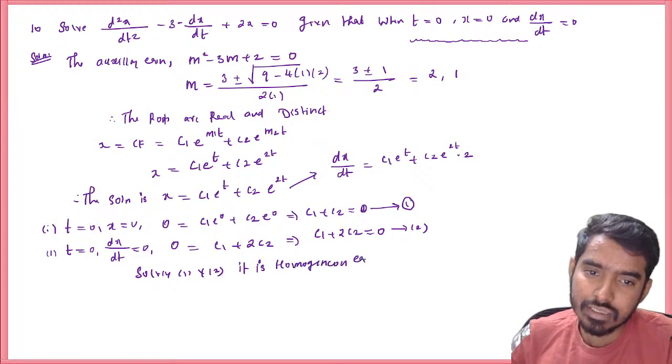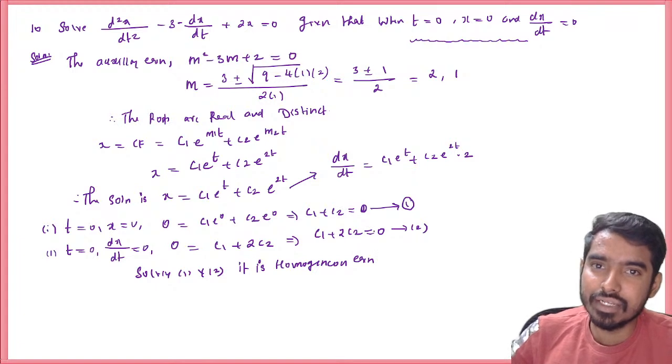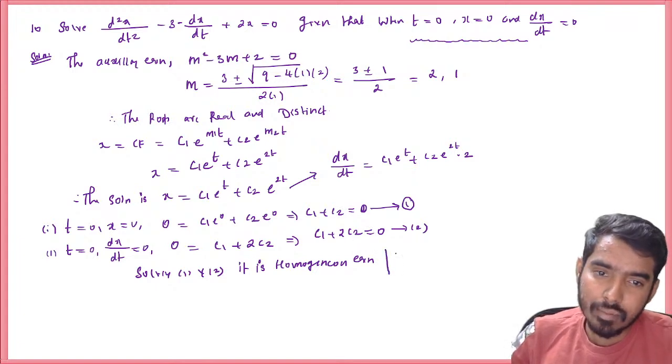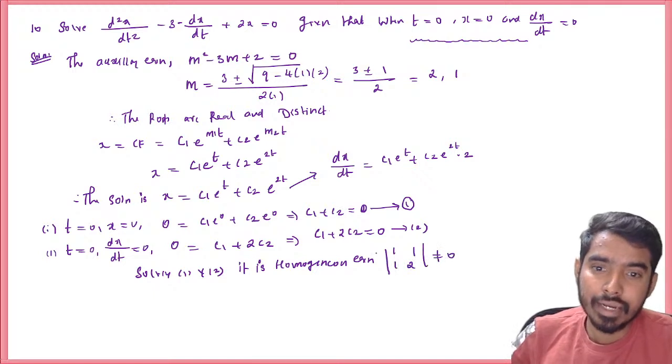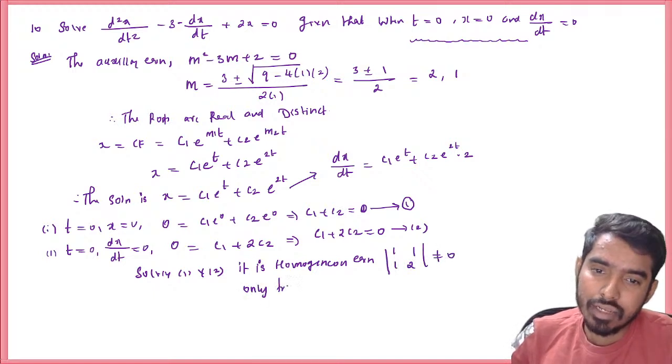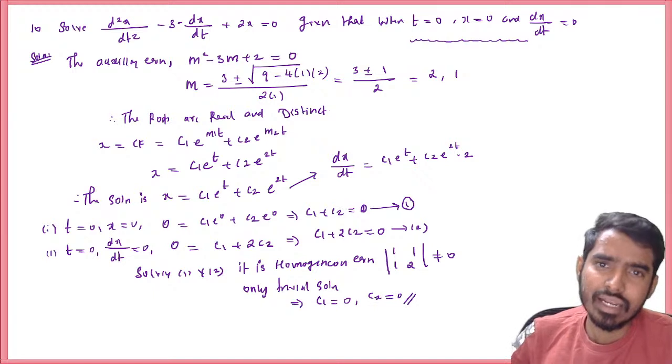It is a homogeneous linear equation, right? So when you see the determinant is non-zero, that means what? Only the trivial solution is possible. This implies C1 is also 0. Linear algebra, right? Very simple.